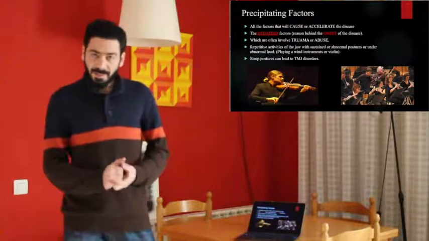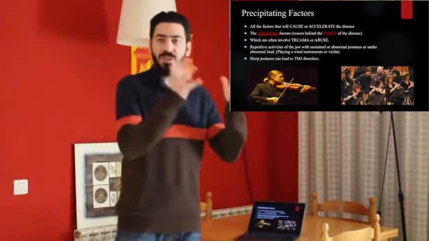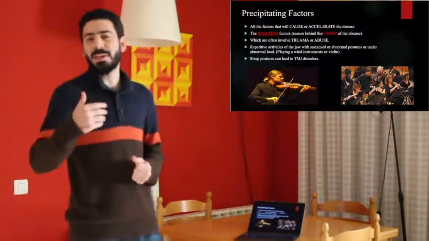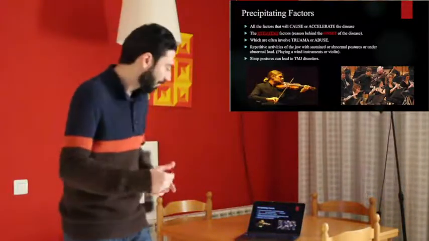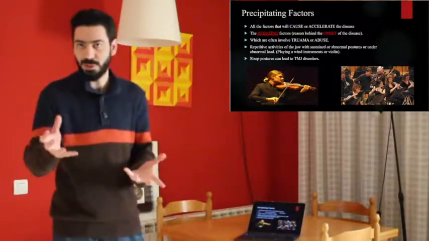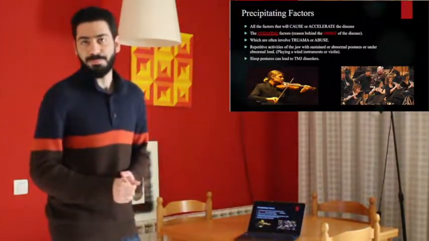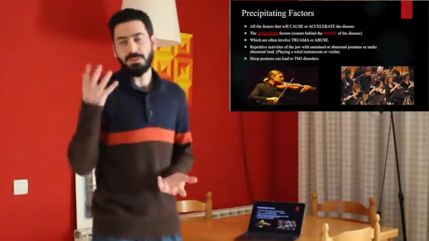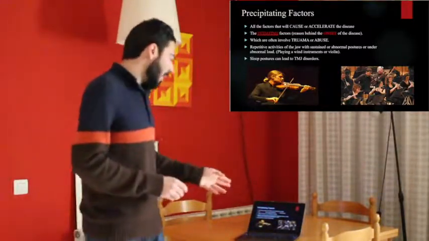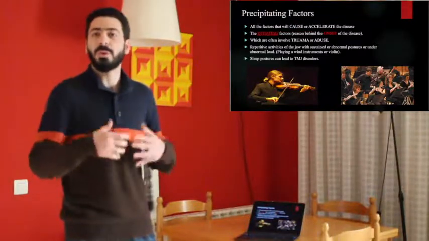Now we have the precipitating factors, the factors that cause or accelerate the disease. Now the disease has started, and these factors accelerate it or make the disorder even worse. We can also call them the initiating factors, the reason behind the onset of the disease. They involve trauma or abuse, or parafunction of the TMJ. Repetitive activities of the jaw with sustained or abnormal postures or under abnormal load, like when playing musical instruments such as the violin or wind instruments.